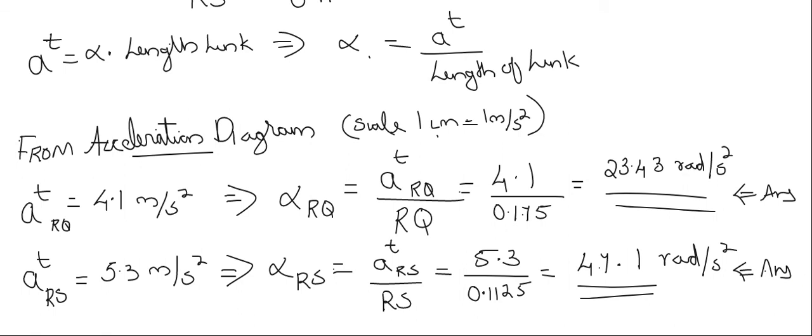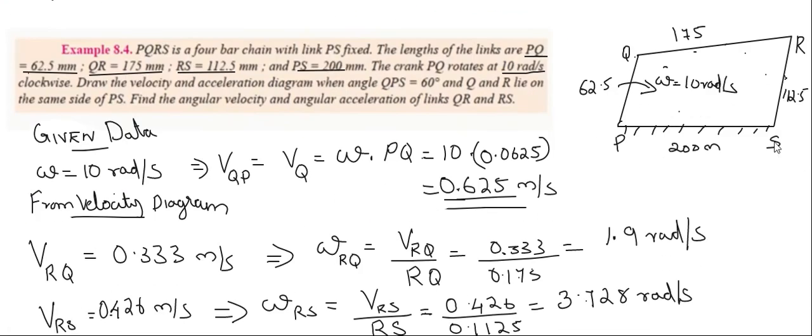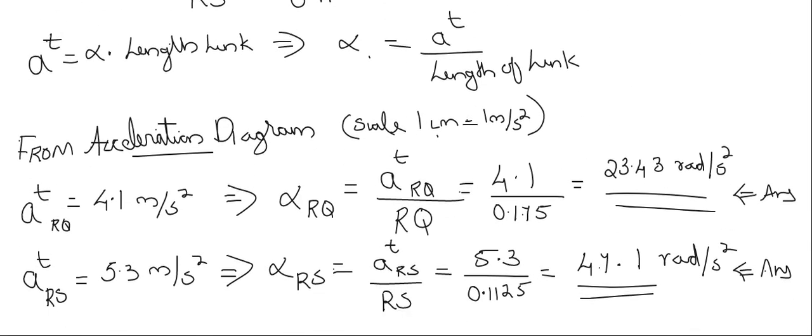So once again, we were given a link diagram of the data related to a 4-bar mechanism: the length of the links and angle. So we should first draw the mechanism to a scale, then draw the velocity diagram, then draw the acceleration diagram, and only then can you find out the required acceleration.